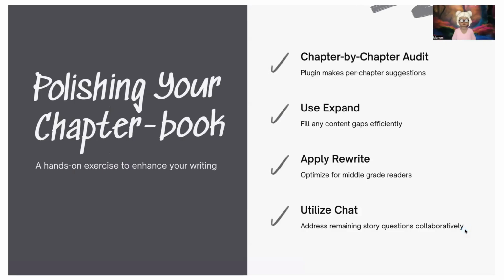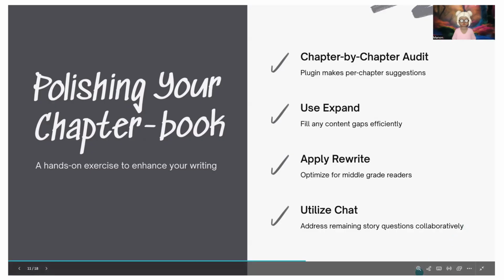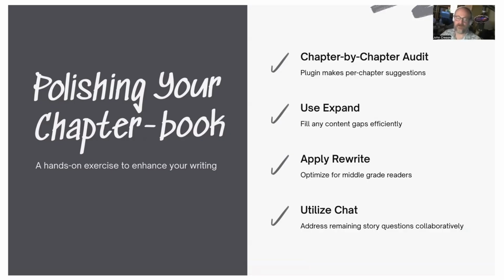Polishing your chapter book, a hands-on exercise to enhance your writing. Chapter by chapter audit, plugin makes per chapter suggestions. Which one is it? So this is what I was going to do. I was going to try this on this page, which is essentially try using expand, try using rewrite, and try chatting with it and giving you an idea about the chapter by chapter audit. All right, you want to take the screen and show us?